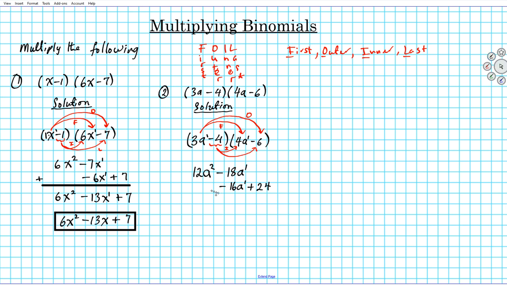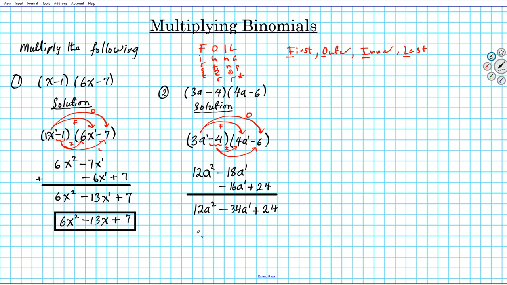We're going to go ahead and add it downwards, and that will give us our final answer. So when we add it downwards, we're going to have 12a squared. Signs are the same, so you add and keep the sign. So it's negative 34a to the first power plus 24.